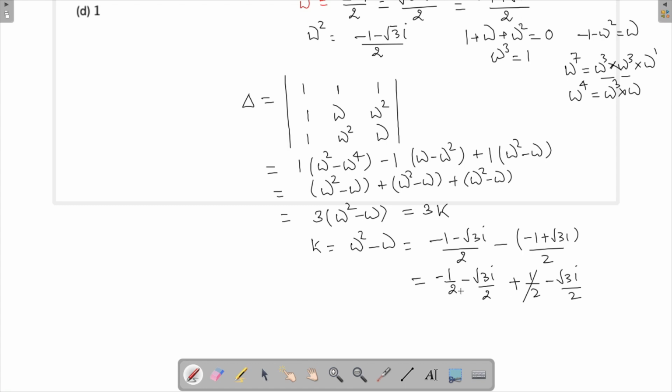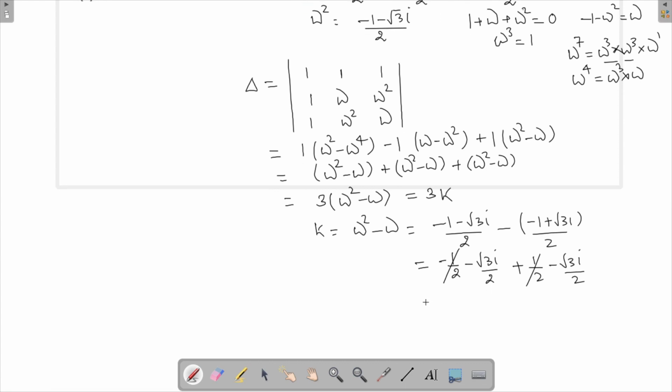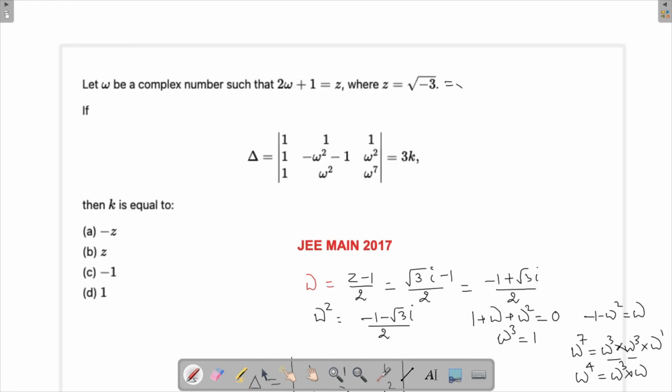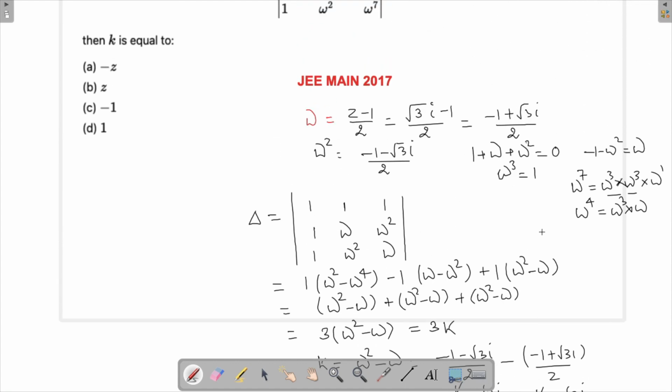Okay, so this 1 by 2 and minus 1 by 2 would cancel out, right? So now this is what is my omega, which is having the plus sign. So what I got here is basically minus root 3i by 2 and minus root 3i by 2, which is minus root 3i itself. Now, this root 3i was nothing but z itself, right? So this was nothing but root 3 iota, right? So now this comes out to be minus z. So yeah, this is what will be our answer, minus z, right?